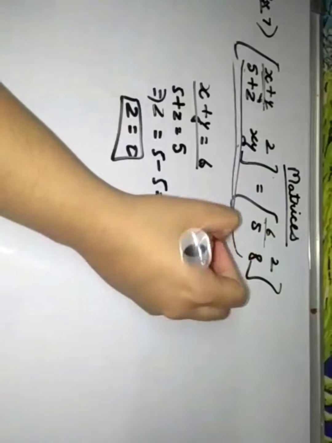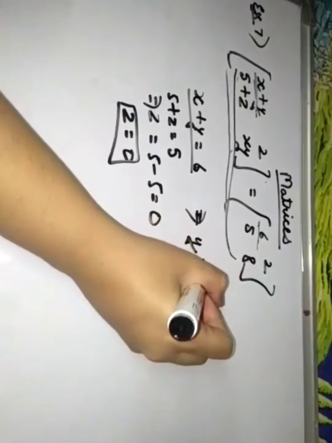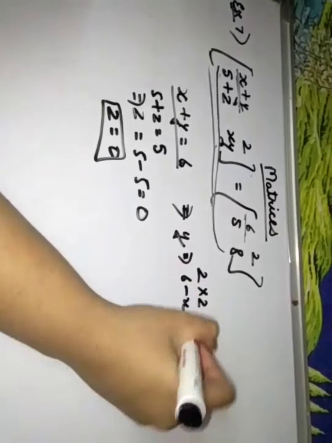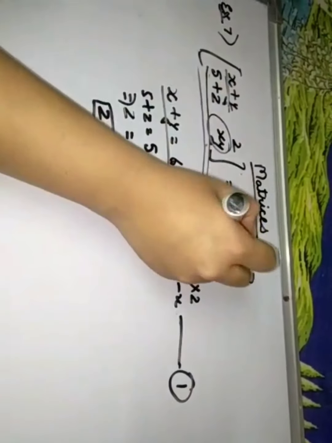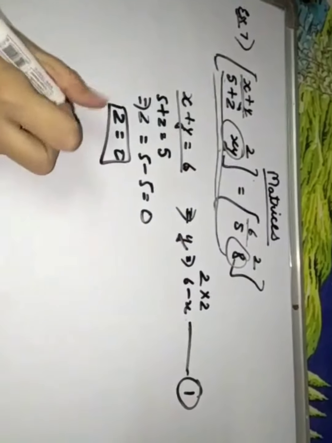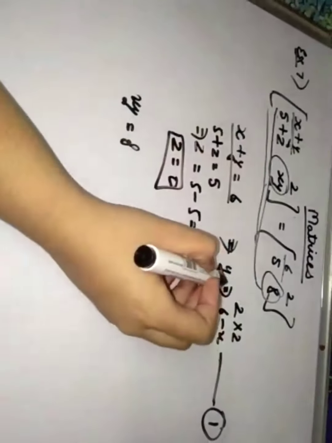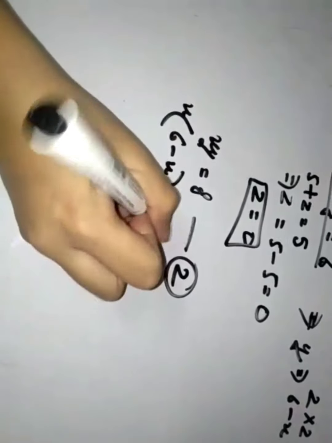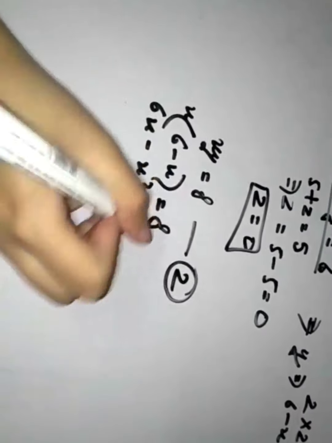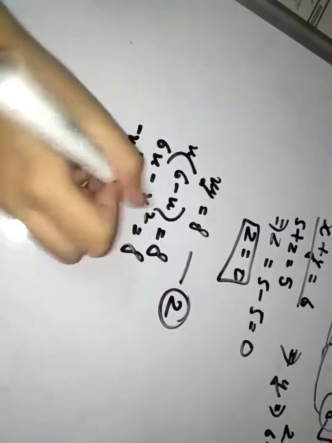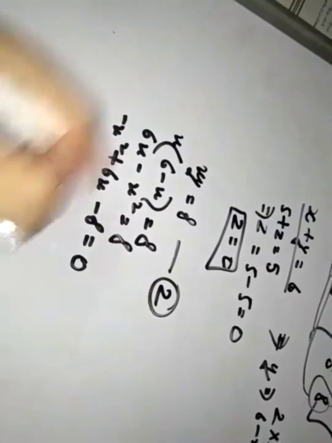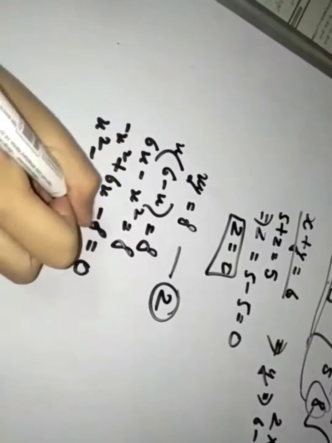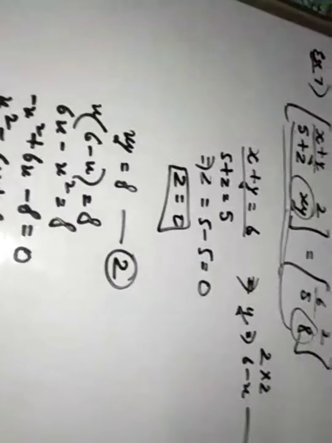From this equation we can write y equals 6 minus x in terms of x. In equation 1, x plus y equals 6; in equation 2, xy equals 8. This is given because corresponding elements are equal. We can substitute the value of y equals 6 minus x in equation 2. x times (6 minus x) equals 8. 6x minus x square equals 8. Minus x square plus 6x minus 8 equals 0. x square minus 6x plus 8 equals 0.